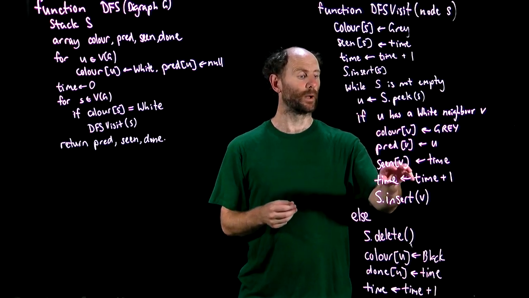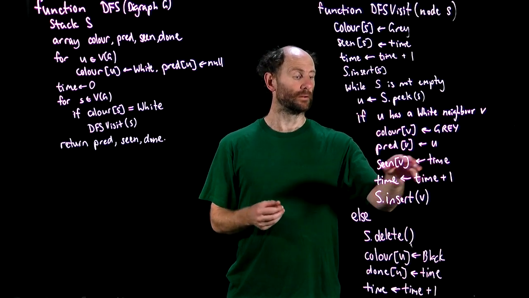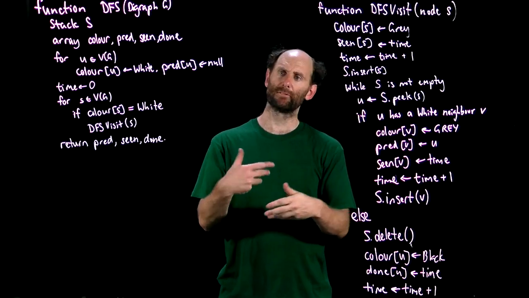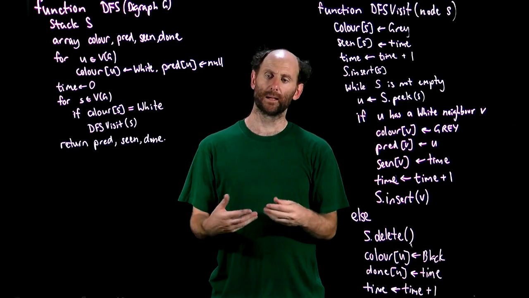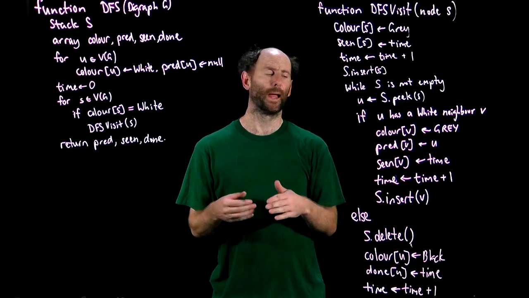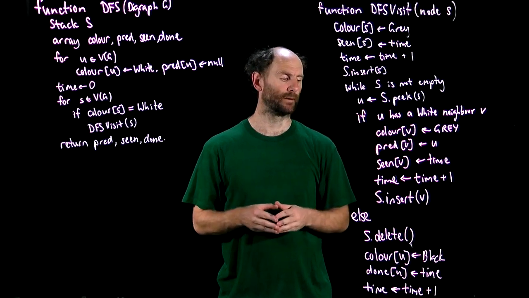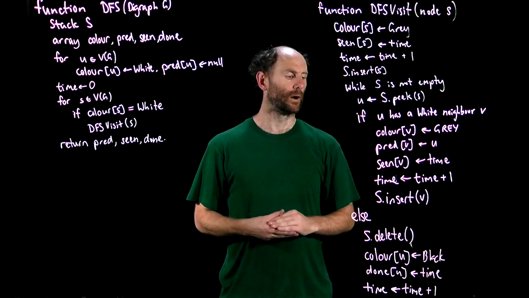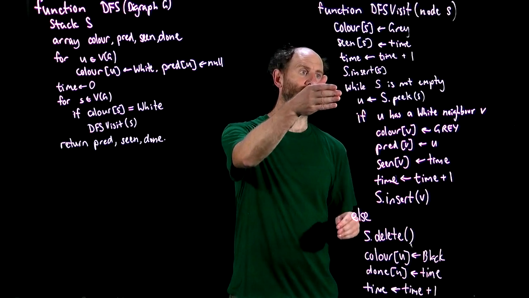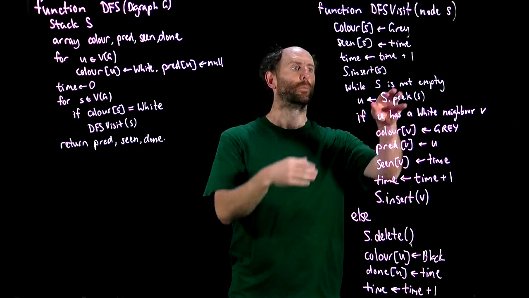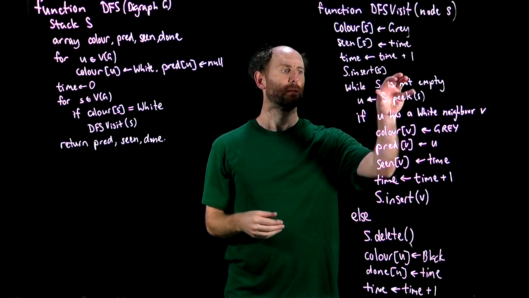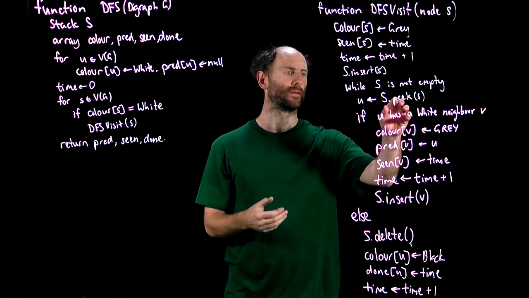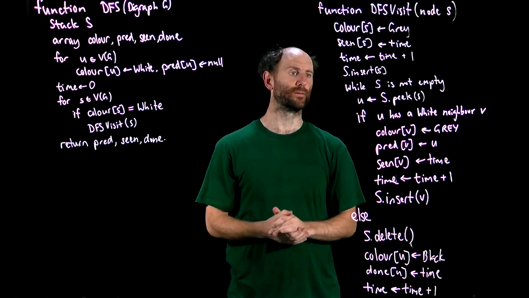We'll set the seen time for V to be the time we're at now, and we'll increment time. Notice that every time a node changes color, we'll record its time and we'll increment time immediately after. And then we'll push V onto the stack, and we're back to the start of the loop, where we'll look at the node that's at the top of the stack, and try visiting its neighbours.